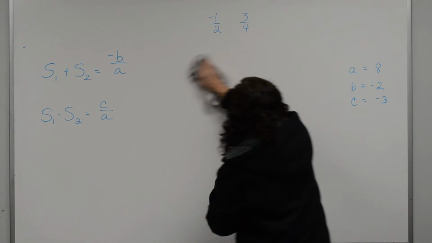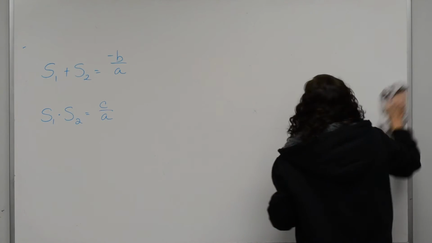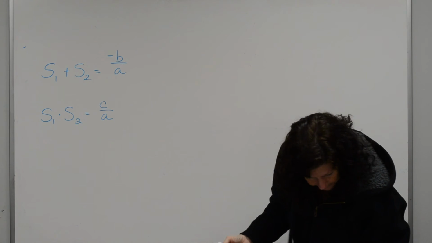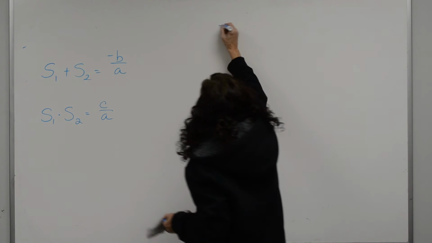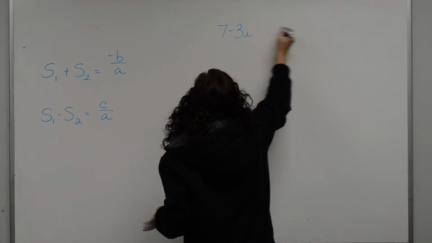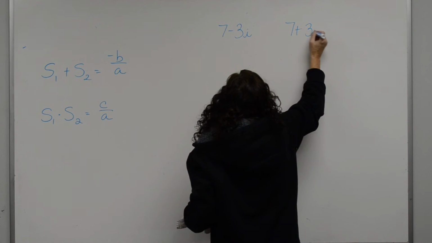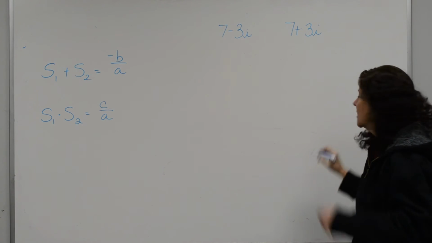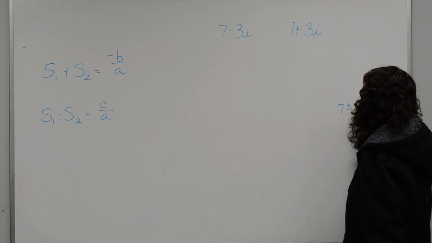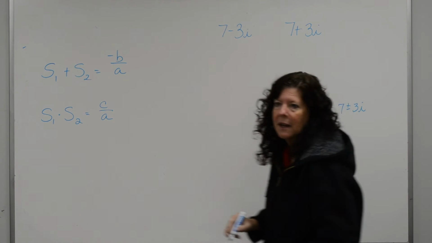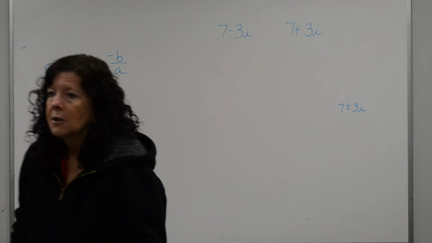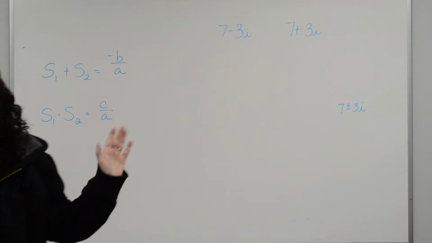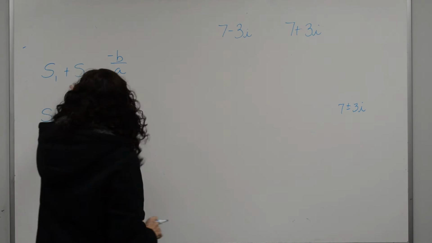These are more or less easy solutions, but you know everything you need to do the hard ones. So let's say I have 7 minus 3i and 7 plus 3i as my two solutions. So basically, if you had worked it out, you would have had 7 plus or minus 3i. Not a, but i. So your two solutions are 7 minus 3i and 7 plus 3i.